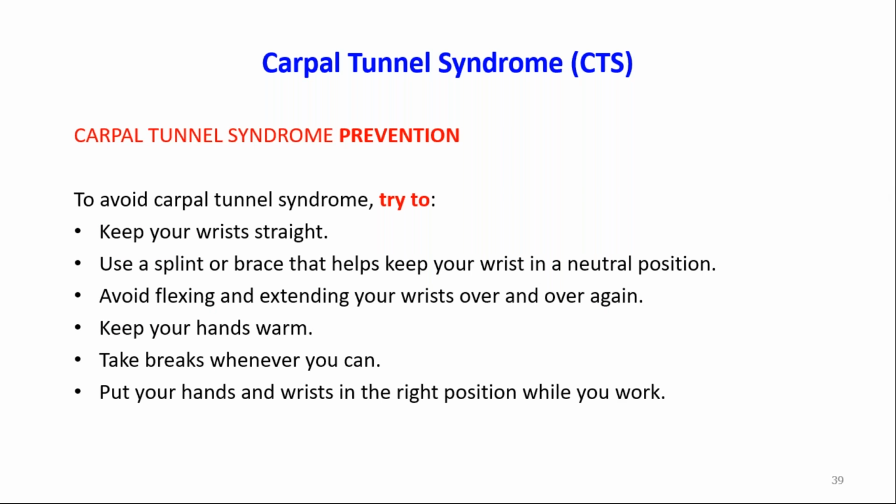Then how to avoid this, how to prevent this CTS. We have to try some points: keep your wrist straight, use a splint or brace that helps keep your wrist in a neutral position, avoid flexing and extending your wrist over and over again, keep your hands warm, take breaks whenever you can, and put your hands and wrist in the right position while you work. These are some of the points we have to follow to prevent this CTS, right?